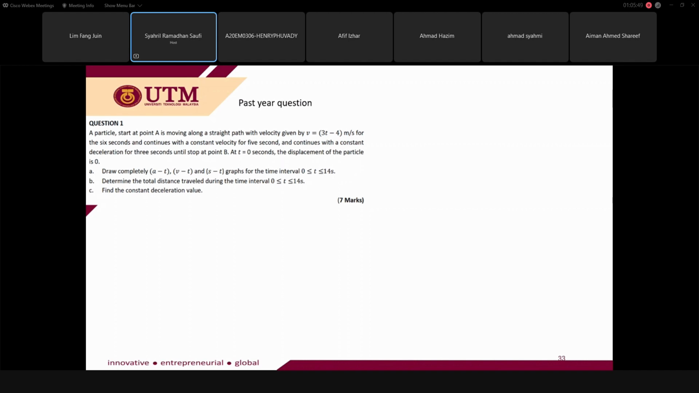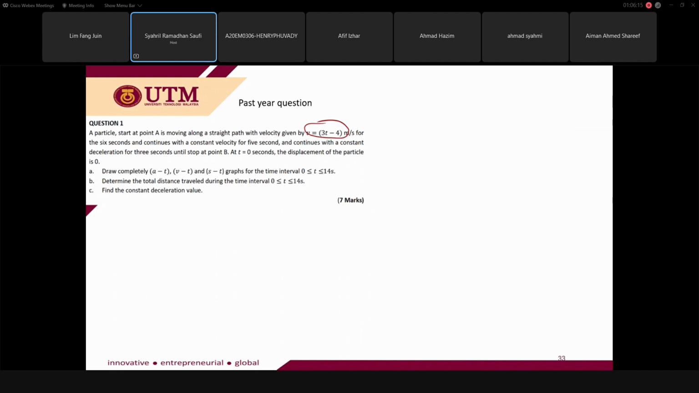Okay, so from this example, I just give you the clue of how to answer this question. I will let all of you do this. I want all of you to do this past year question, and you need to think of how to solve this one. Here you need to understand this equation, v equal to 3t minus 4.